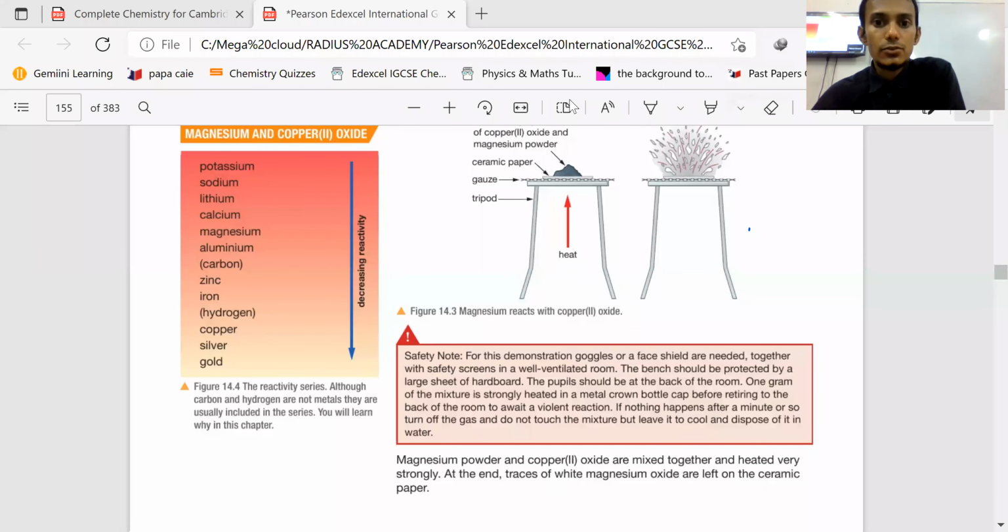We are not taking the test today because we have a small portion of the reactivity series left. We will complete it and then we'll start.